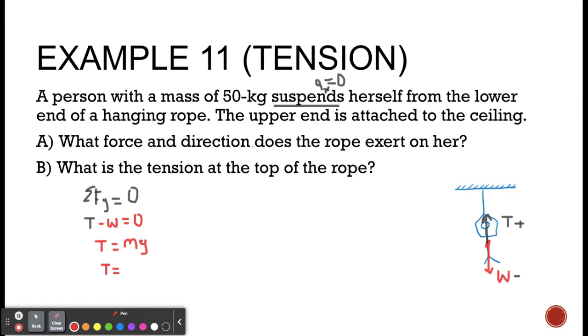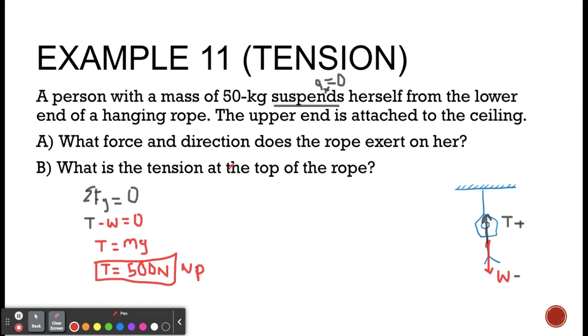If we use 10 for g, this does make it easier. So we have 50 times 9.8, or 50 times 10 on the AP exam. We get 500 newtons. That is the force of the rope on the girl. Force of the rope on the girl is 500 newtons, and that's in the positive direction, or up.